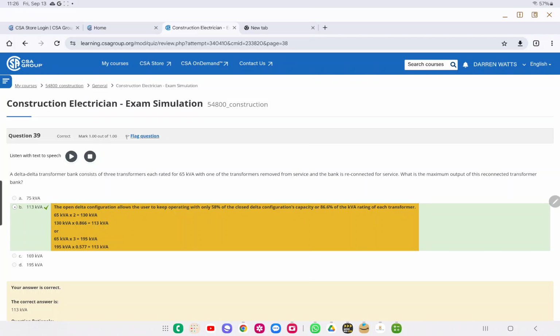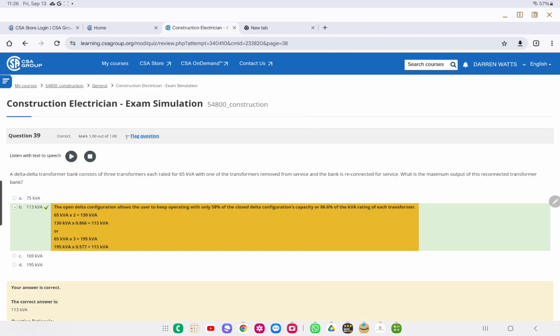Now there is a way to use three transformers, but you have to multiply it by a different number. I don't do it this way. I just use the 0.866 off of two transformers, but this way it's good to know. So you could do three transformers at 65 apiece times three.